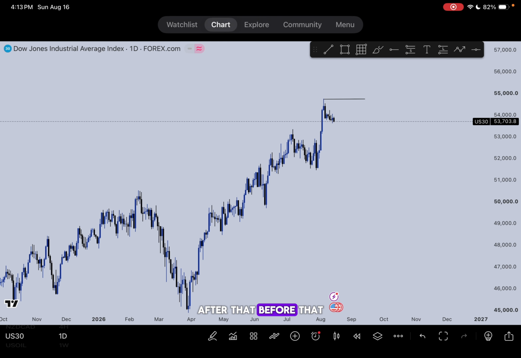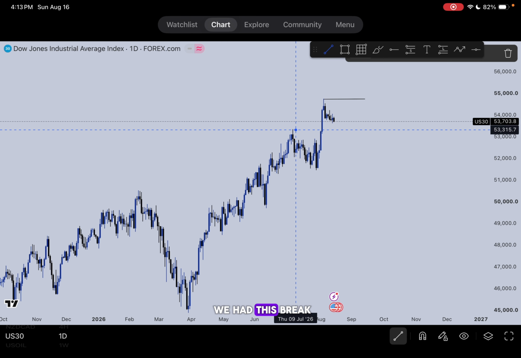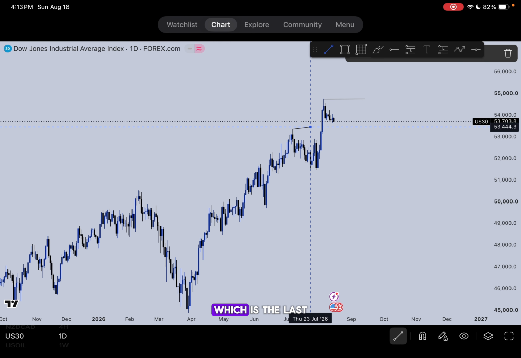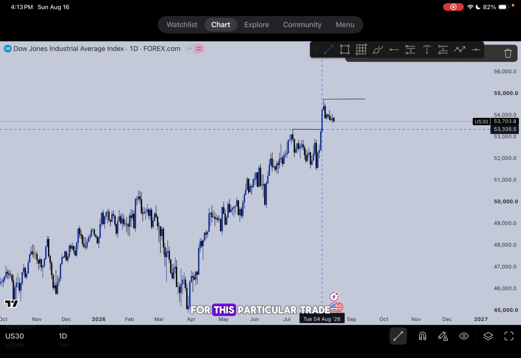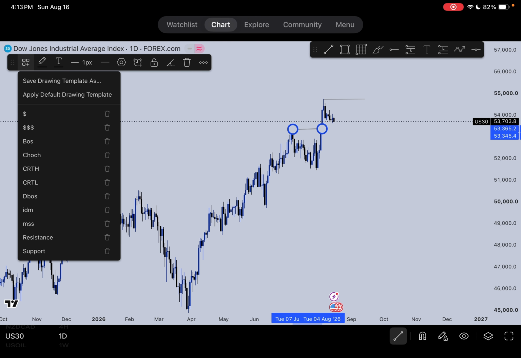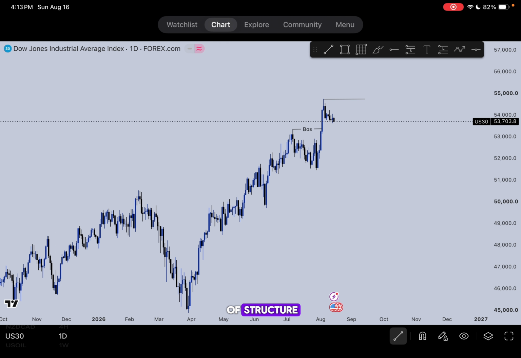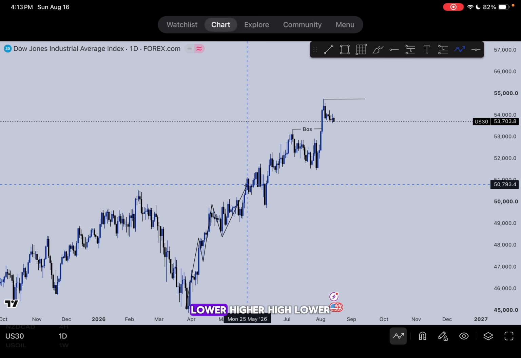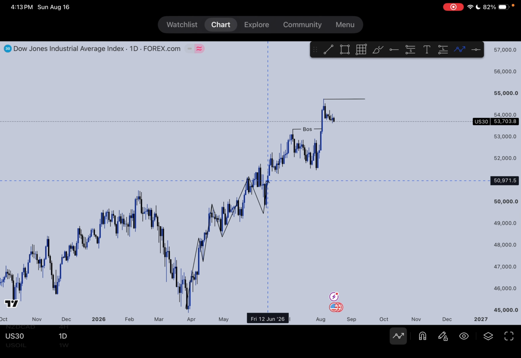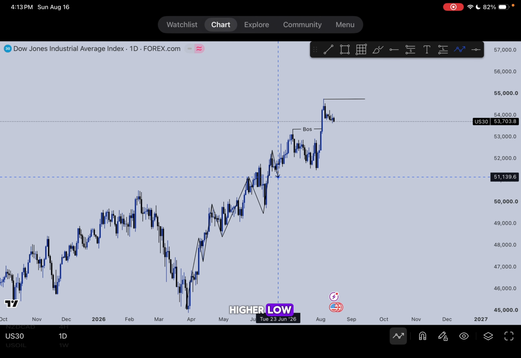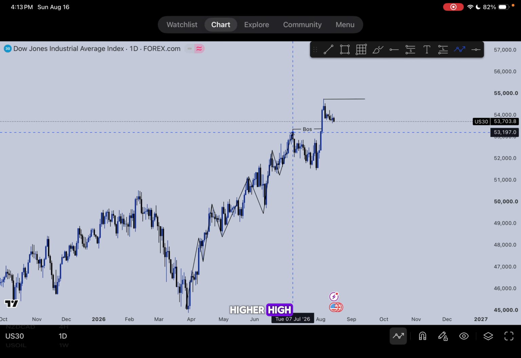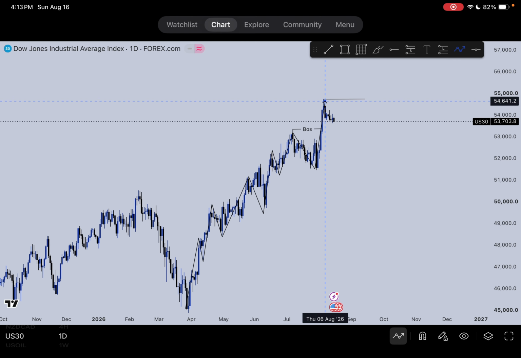But before that, we had this break of structure, which is the last break of structure for this particular trade. This is our break of structure. We are on the uptrend. The market has been buying higher high, higher low, higher high, higher low, higher high.